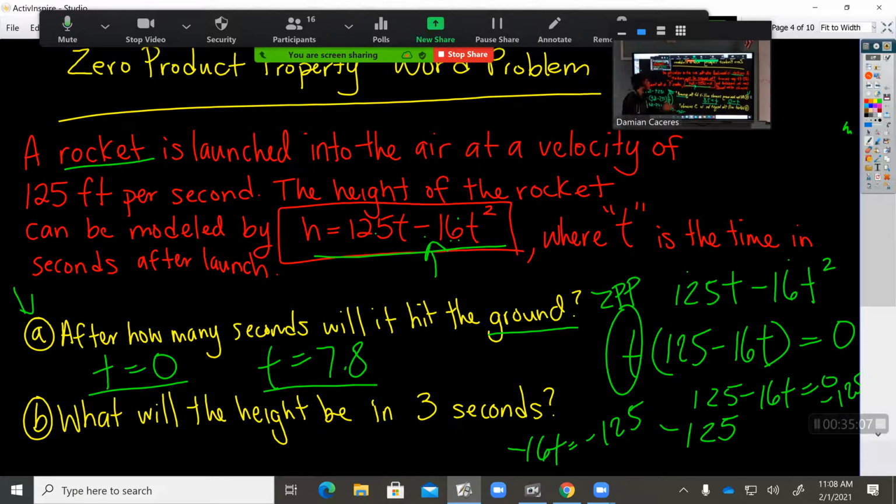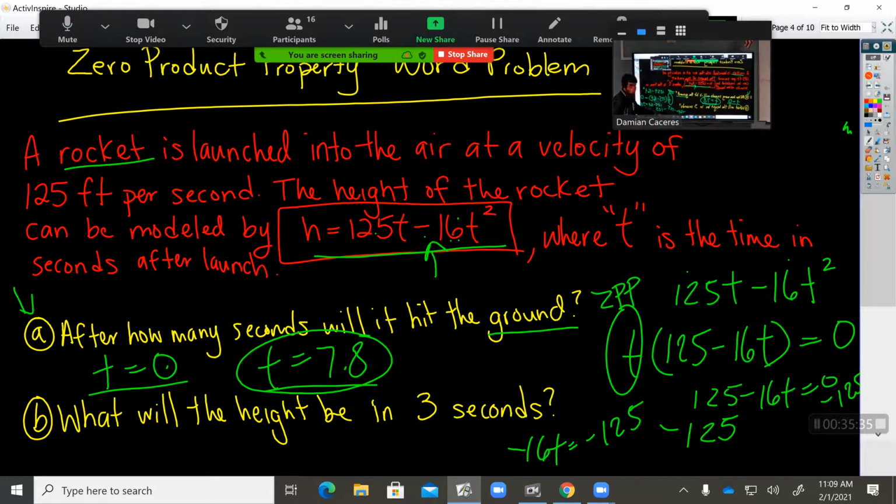Now we don't have to guess what this is about. This is about a rocket launching into the air, coming down. Can that happen in 0 seconds? So the only real solution is 7.8. You with me? It gives you two answers every time. Only one makes sense.